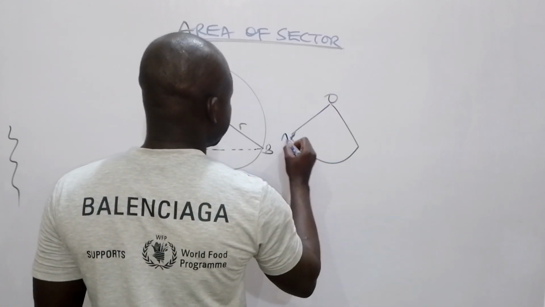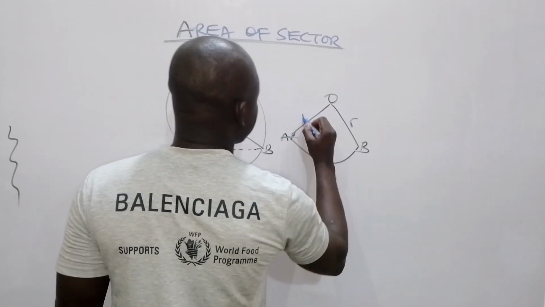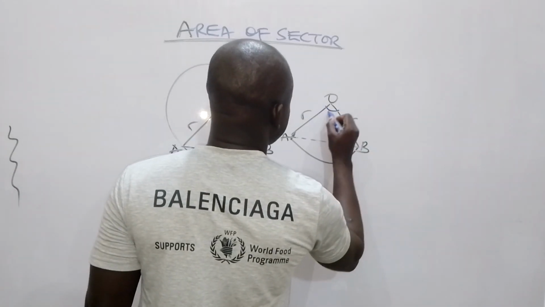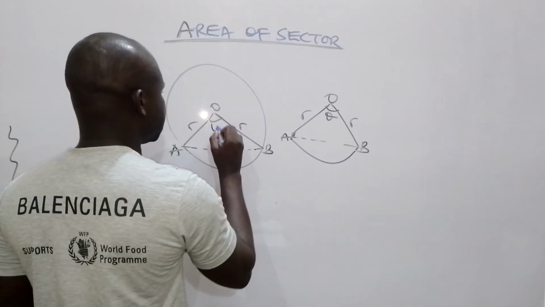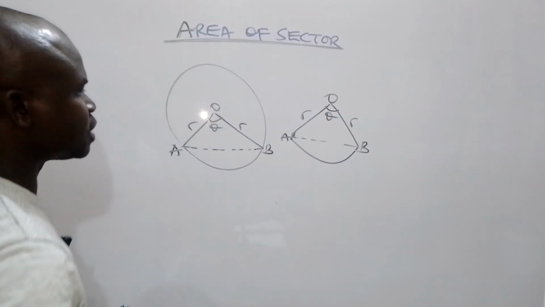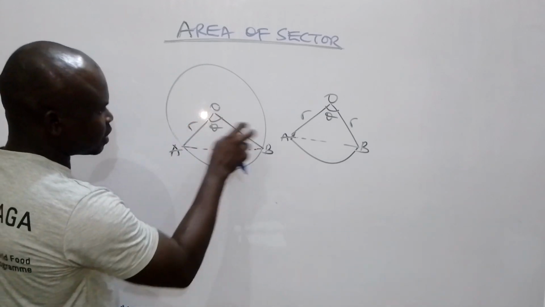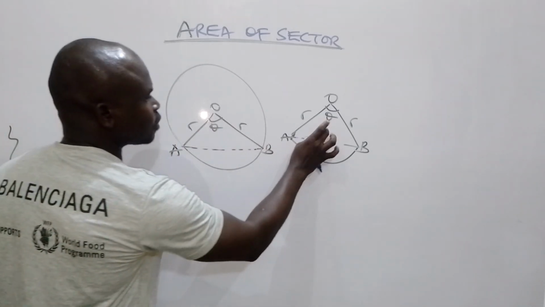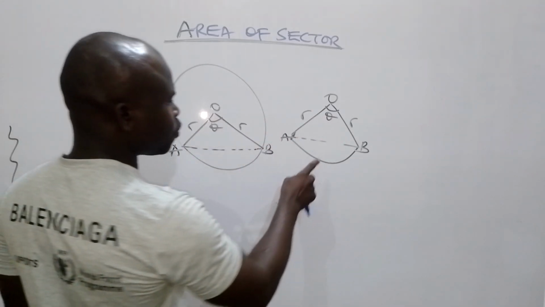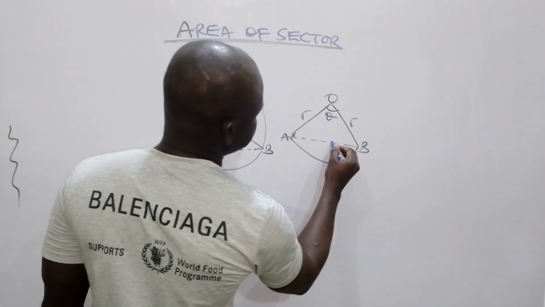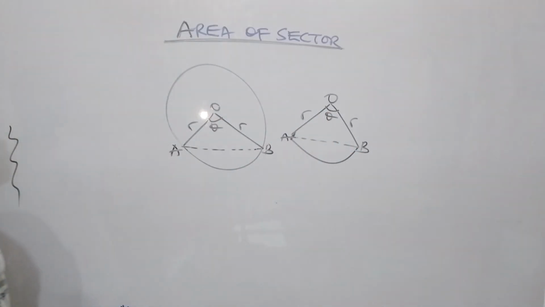that is O, A, B, we have R, R. Then here is the angle in between, let's call it theta. If we remove this portion from this circle, we are going to have a sector. In a sector, we have a triangle and a segment. So how do we calculate the area of a sector? That is what we want to do.